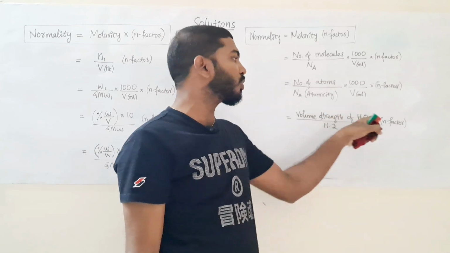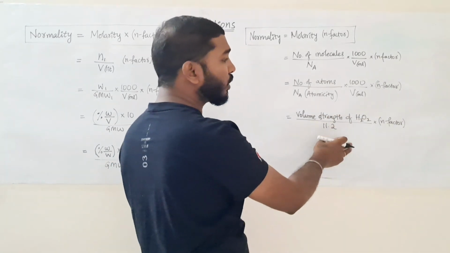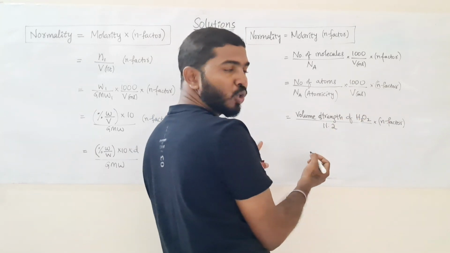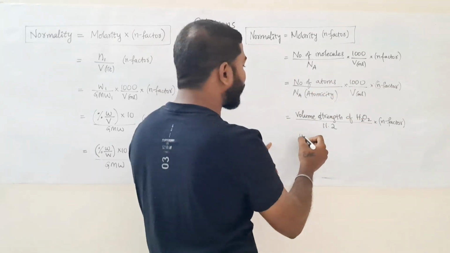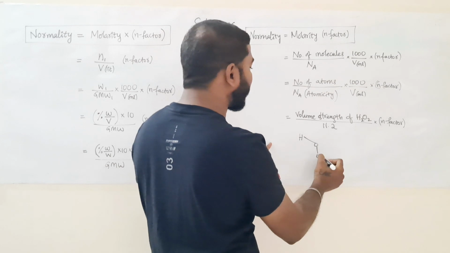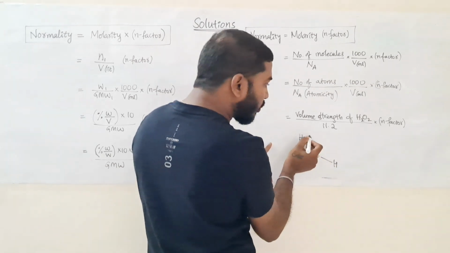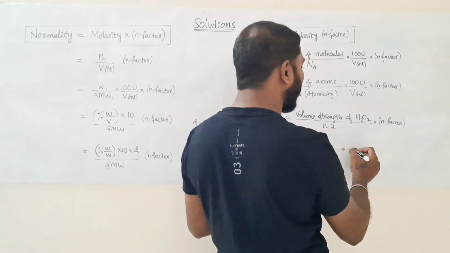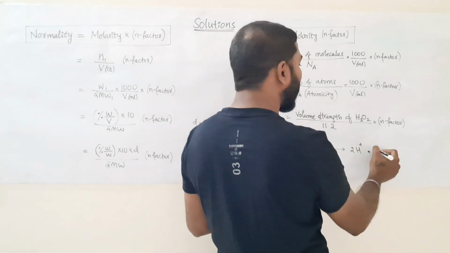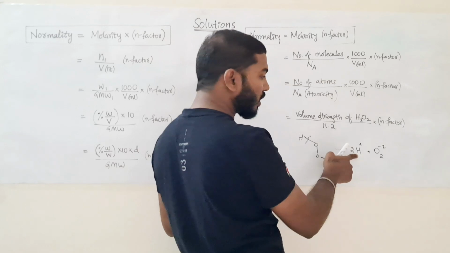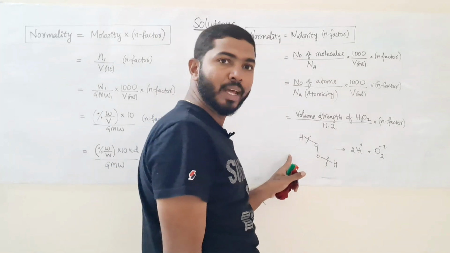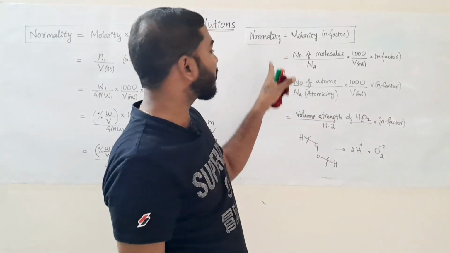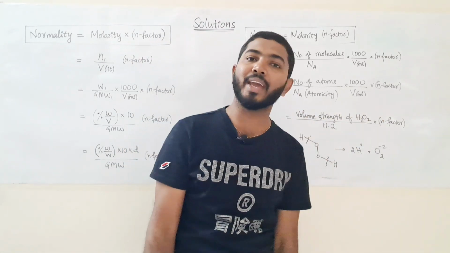And now when it comes to volume strength of H2O2, we need to take the n factor. Generally hydrogen peroxide, H2O2, has an open book structure, and we can see this type of structure actually, where the two hydrogens are attached to two oxygens, so it is going to give us 2 H plus ions with a peroxide ion. So what is the n factor for H2O2 then? It is going to be 2. So if we substitute n factor as 2, the formula comes out as normality is equal to volume strength of H2O2 by 5.6.